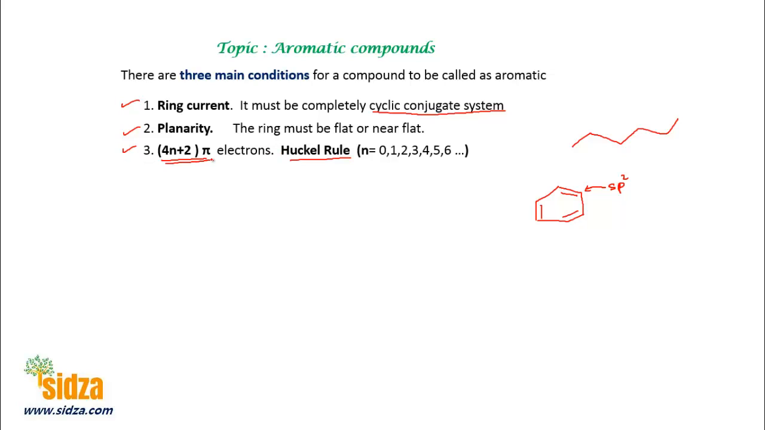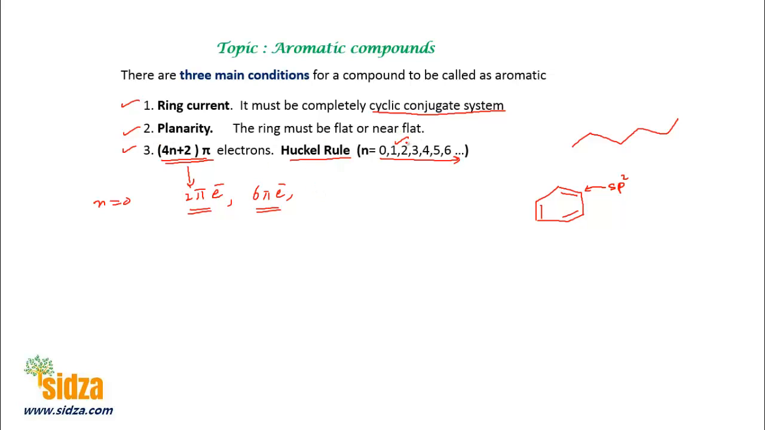So this 4n plus 2 pi electrons, what is it? This n can be anything, it can be 0, 1, 2, 3, 4, 5. So let's suppose n is 0 here, so what will be the 4n plus 2 pi electron value? It will be 2 pi electrons, right? So if you have a molecule with 2 pi electrons that is cyclic, planar, conjugated, it will be aromatic. This n can be 1. If n is 1, then this value will be 4 into 1 plus 2, so that is 6. So we can say that a 6 pi electron system is aromatic. A 2 pi electron system is aromatic. A 6 pi electron system is aromatic.